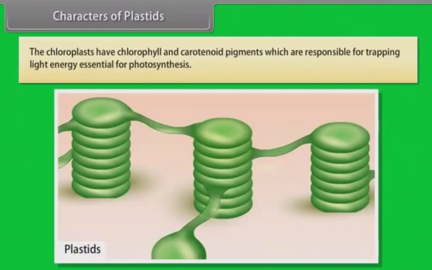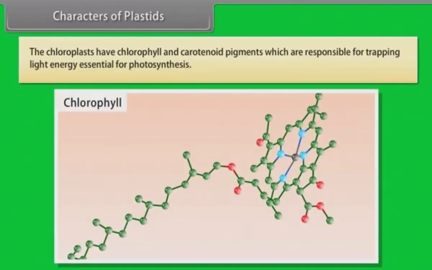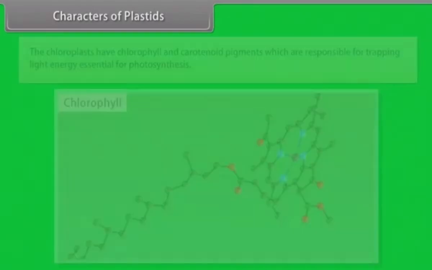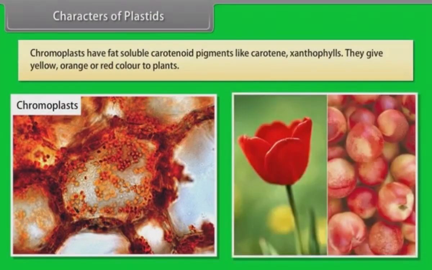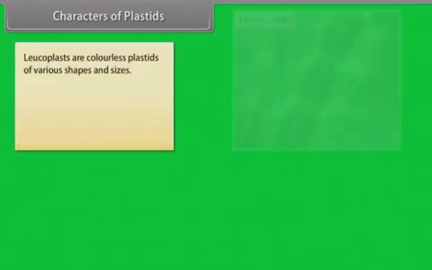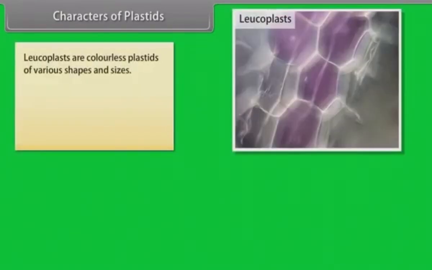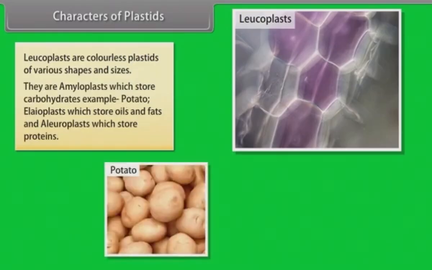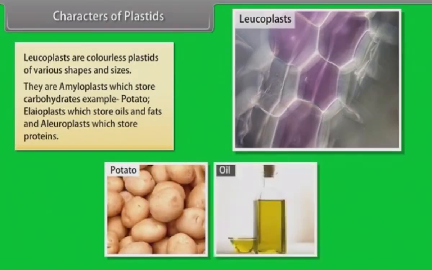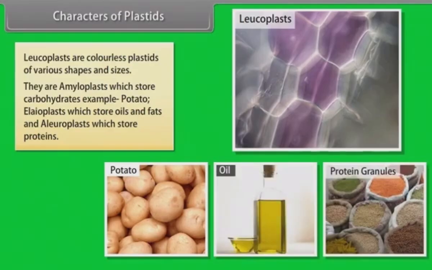The chloroplasts have chlorophyll and carotenoid pigments which are responsible for trapping light energy essential for photosynthesis. Chromoplasts have fat-soluble carotenoid pigments like carotene and xanthophylls. They give yellow, orange, or red color to the plants. Leucoplasts are colorless plastids of various shapes and sizes. They are amyloplasts, which store carbohydrates, for example in potato, elaioplasts, which store oils and fats, and aleuroplasts, which store protein.